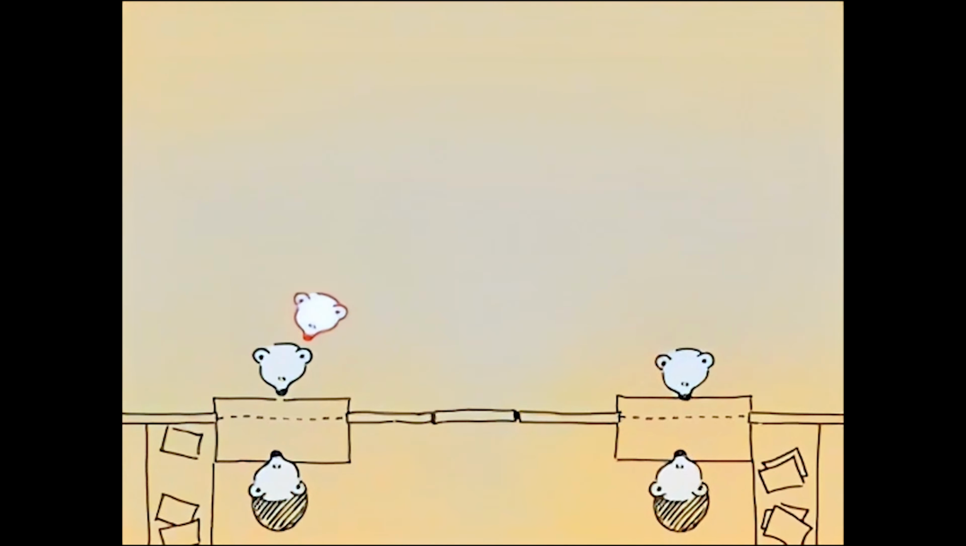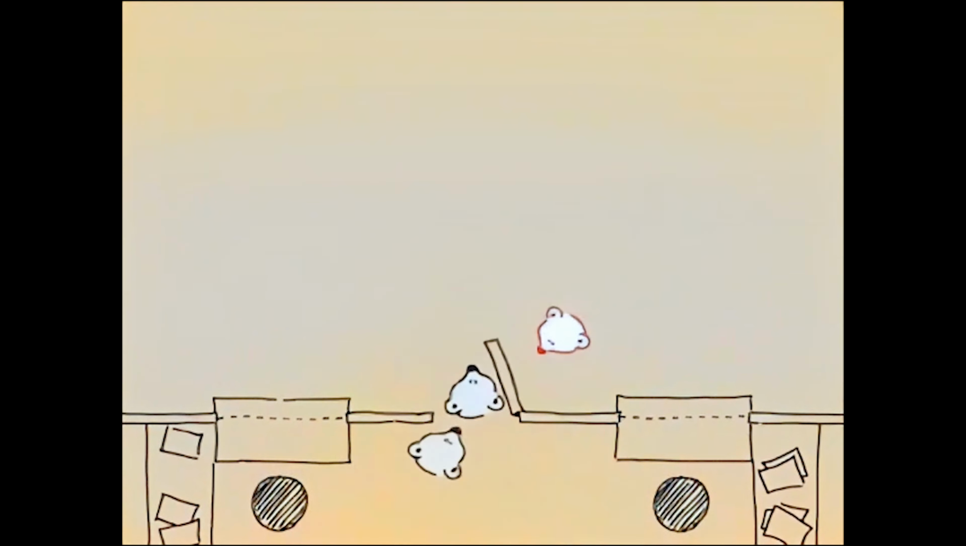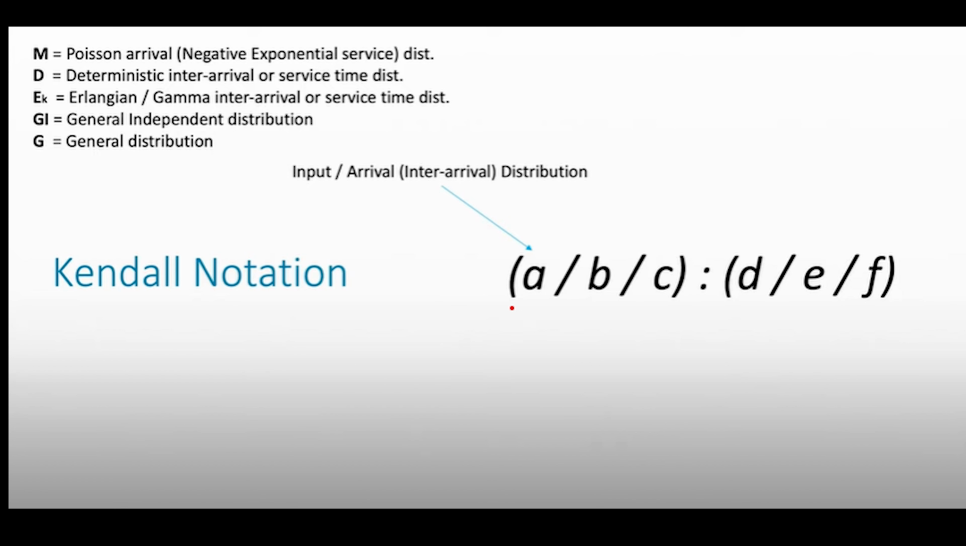Reneging can be problematic for a service provider as it results in both lost revenue and potentially dissatisfied customers. Putting these two characteristics into mathematical form, we have what is called the Kendall notation. The Kendall notation consists of six different characteristics as mentioned earlier, each represented by a specific symbol.